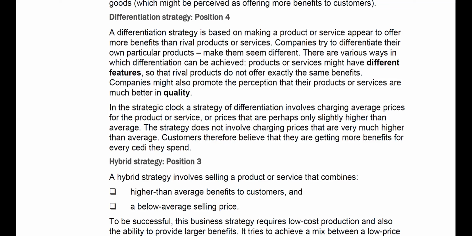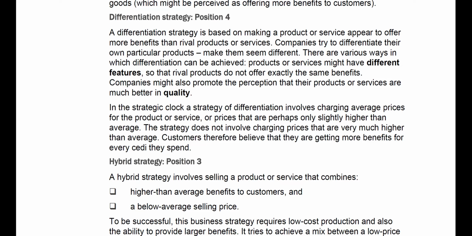So in the strategy clock, a strategy of differentiation involves charging average prices for the product or service, or prices that are perhaps only slightly higher than average. So the strategy does not involve charging prices that are very much higher than average, but it can be a little above average, right? Customers therefore believe that they are getting more benefits for every cedi that they spend. They know that if I am paying this much for a premium class, I'm getting something more beneficial, something above what somebody in the normal class is going to get, right?